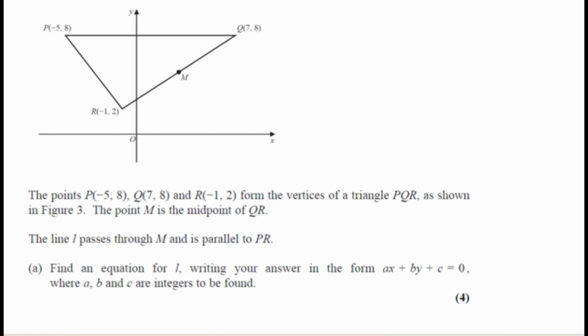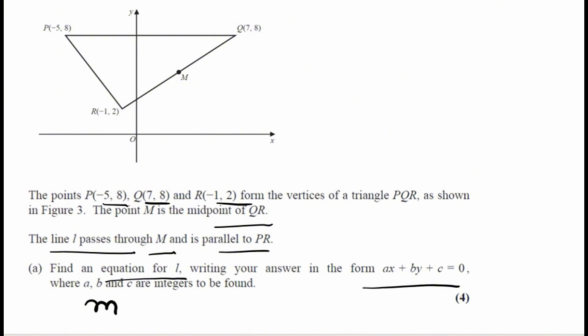Let's move to the next question. As you can see in the diagram, triangle PQR is given and we know the coordinates of P, Q and R. We have one more point which is M, the midpoint of QR, which is given here. The line L1 which is passing through point M and which is parallel to PR, we have to find the equation for line L in the form of ax plus by plus c. Now to find the equation of line L, we need a gradient and we need the coordinate of point M. So to find the gradient, we can use the gradient of PR because PR and line L are parallel, so they have the same gradient.